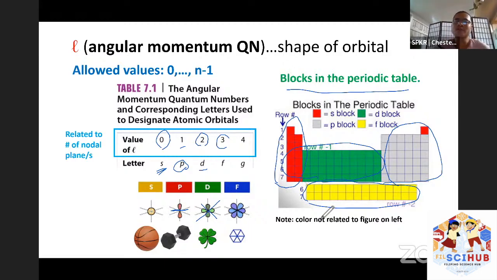So yung L, which is the shape of the orbital, allowed values is from 0 to n minus 1, and the value of L is actually related to the nodal planes. So tandaan natin to: kung L is 0, it's going to be S, wala kang nodal plane; L is 1, that's going to be the p orbital; L is 2, that's going to be the d orbital. These designations are actually used in the periodic table, yung blocks. Makikita natin mamaya that these blocks are very important in assigning the electron configuration.